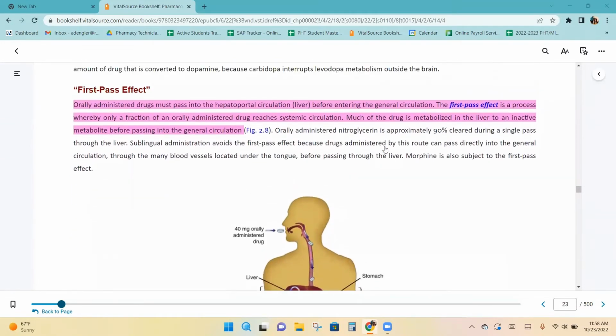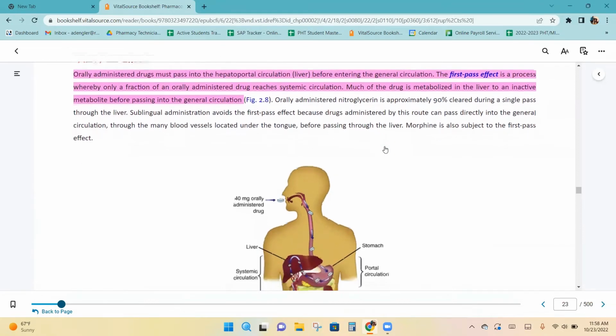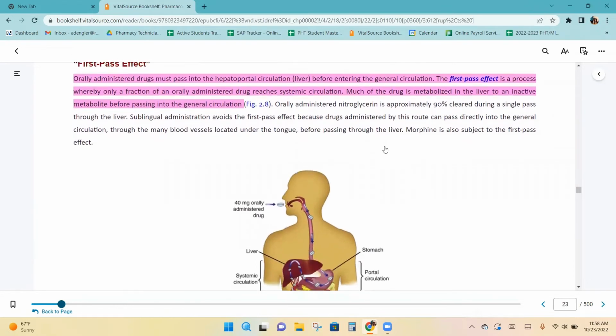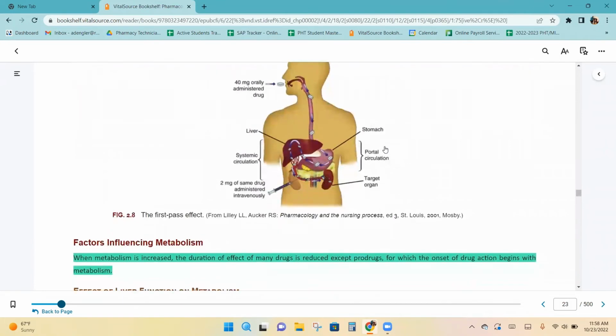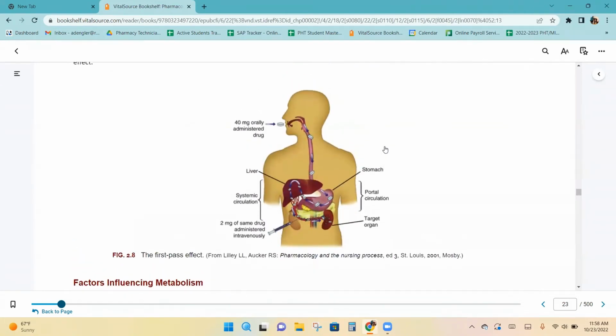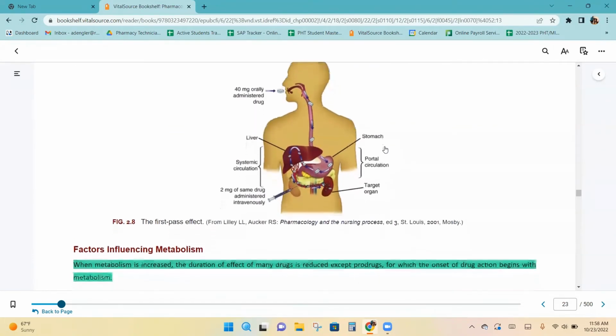Orally administered drugs must pass into the hepatoportal circulation before entering the general circulation. The first pass effect is a process whereby only a fraction of an orally administered drug reaches the systemic circulation. Much of the drug is metabolized in the liver to an inactive metabolite before passing into the general circulation. Figure 2.8 shows the first pass effect.